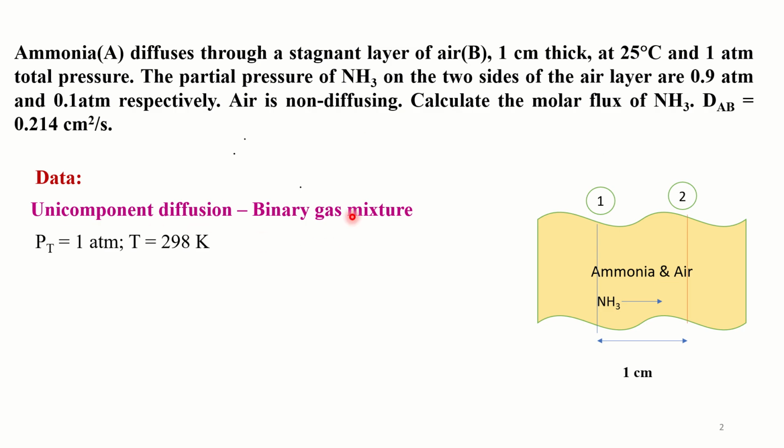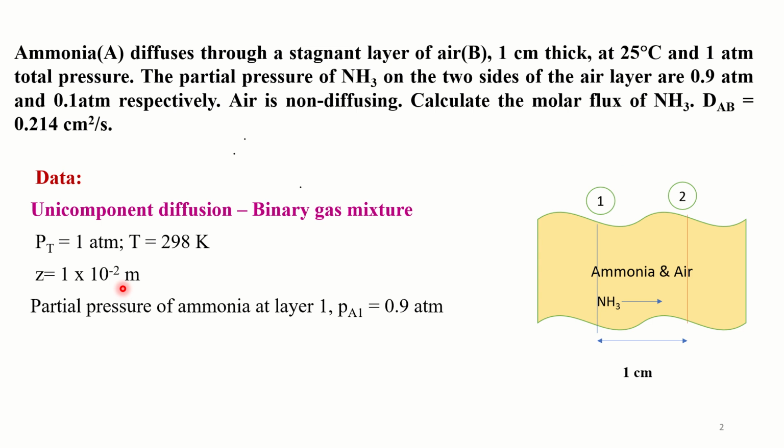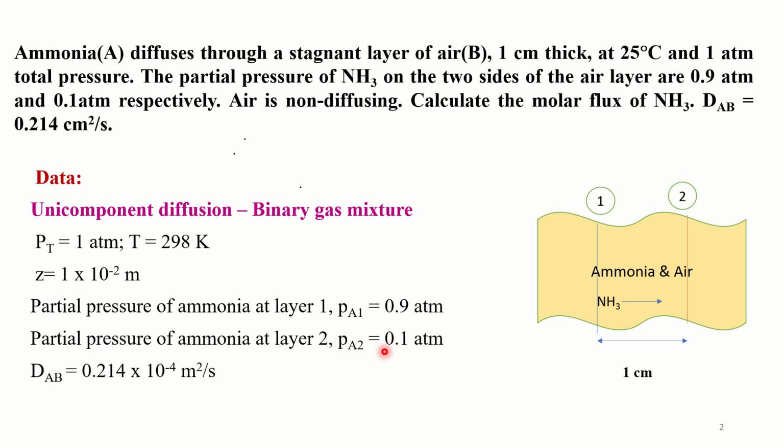So it's a unicomponent diffusion in a binary gas mixture. Total pressure is given. Temperature you take in terms of Kelvin. It is given in degrees Celsius, so convert it into Kelvin. Then Z, the diffusion path distance, is given as 1 centimeter, which means 1 into 10 power minus 2 meter. Then the partial pressure of ammonia at the two layers: PA1 is 0.9 atmosphere, PA2 is 0.1 atmosphere. Then diffusivity data is given in centimeter square per second; you have to take it in terms of meter square per second.